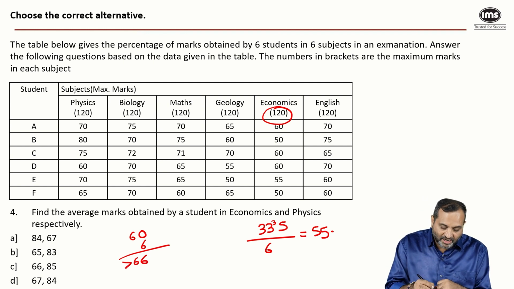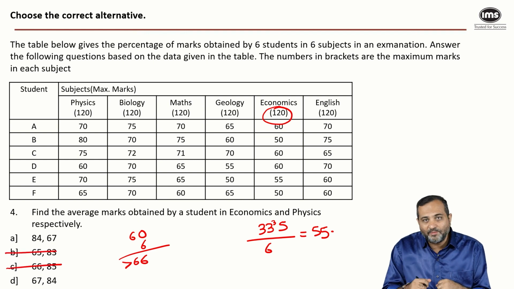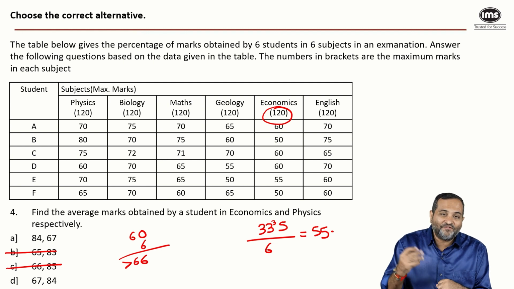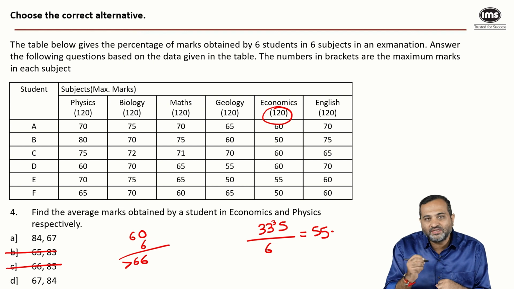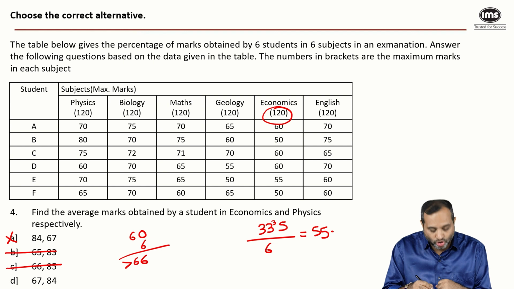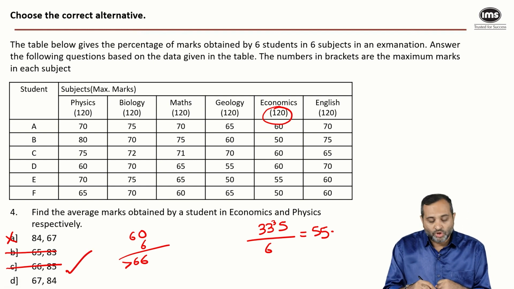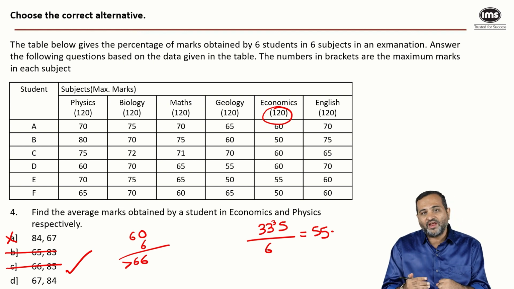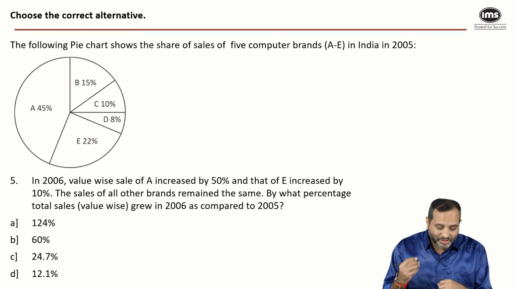Do you see? Once again, there are 2 options. Option B and option C are definitely eliminated. Option A has 85. I am looking at only 55 point something. That means my answer has to be a little more than 66. And hence I can definitely eliminate option A also. And I can say that my answer is option D. So once again, another question wherein I need not calculate for physics also, because there is only one option for economics and that will be my answer. Let's look at the next question.